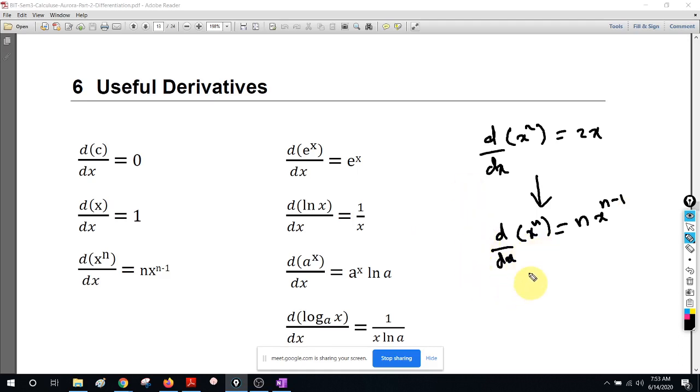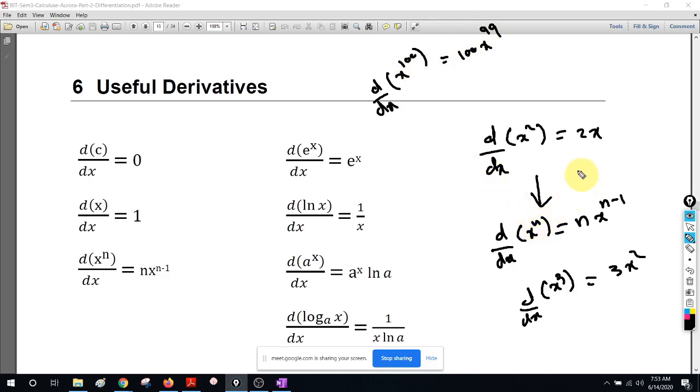Therefore if you want to do something like d by dx x cubed, you can just say 3x squared, right? If you want to find d by dx x^100, you can say 100 x^99. This n is very important: it can be positive, negative, whole number or fraction. So for all scenarios this is valid. So if you have something like d by dx x to the power minus 3, yes, you can do it using this rule, because even for negative numbers it works.